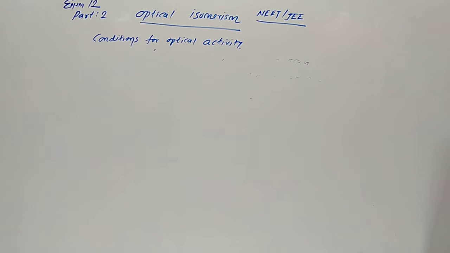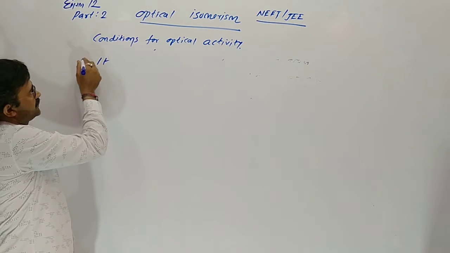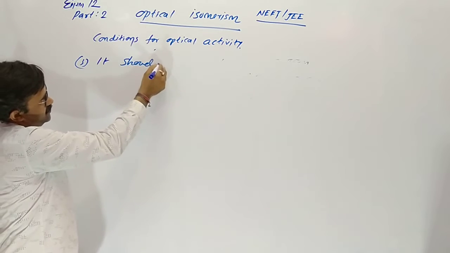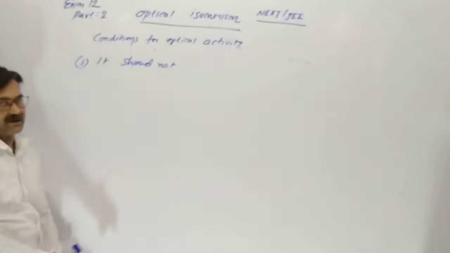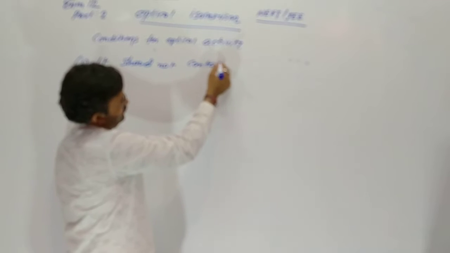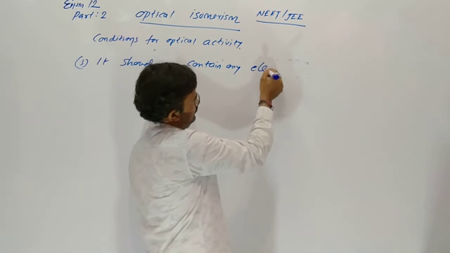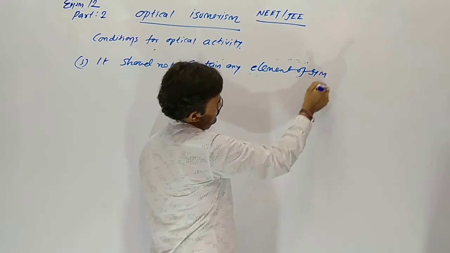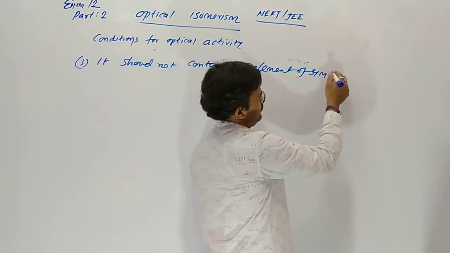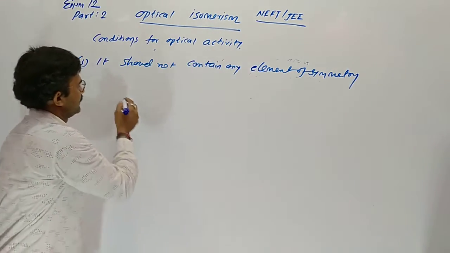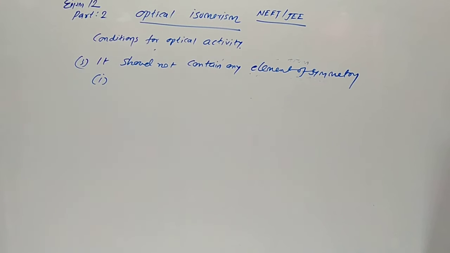And the third condition is that it should not contain any element of symmetry. It should not contain any element of symmetry. Understood? One by one. First one, plane of symmetry.